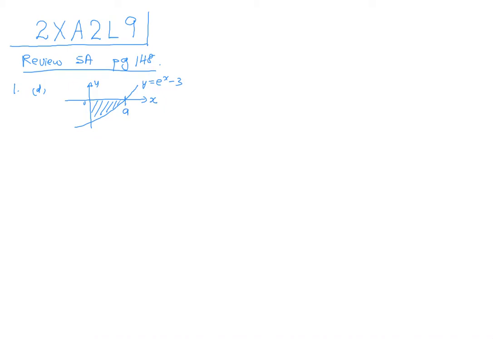To find the x-intercept, I have to sub y equal to 0. So I will put e^x minus 3 equal to 0. So I have e^x equal to 3, so my x will be ln 3. I will put the exact value. So that means the A is ln 3 here. After I got that, then I will do a definite integral.